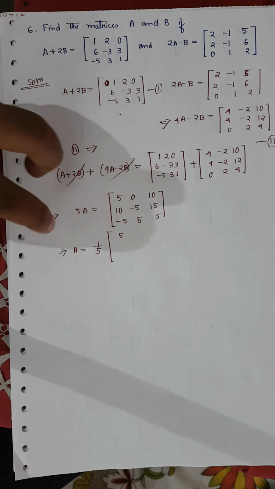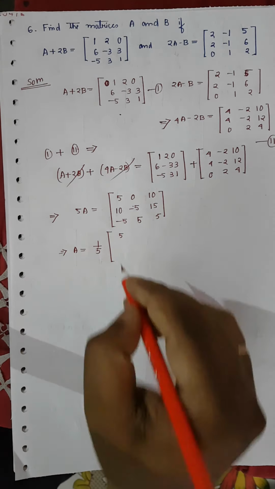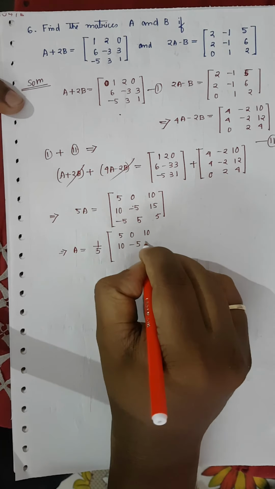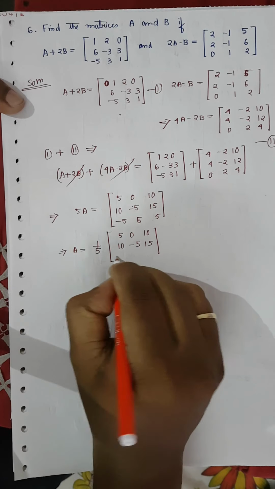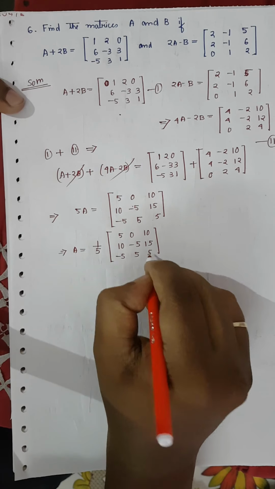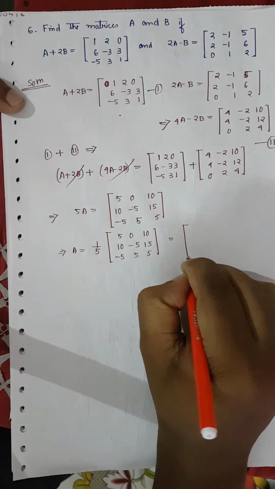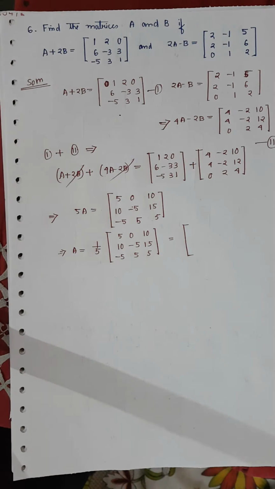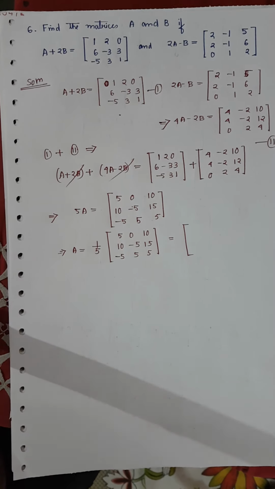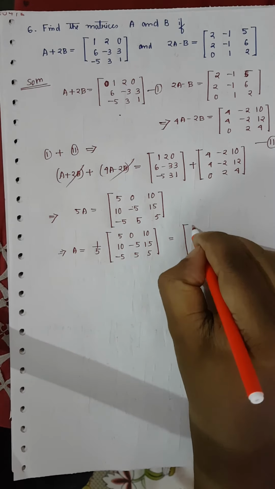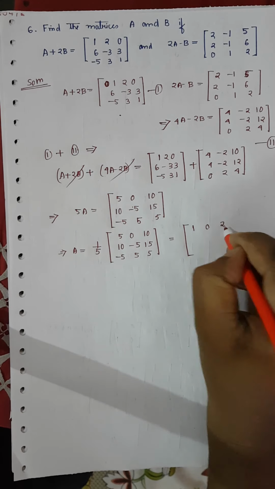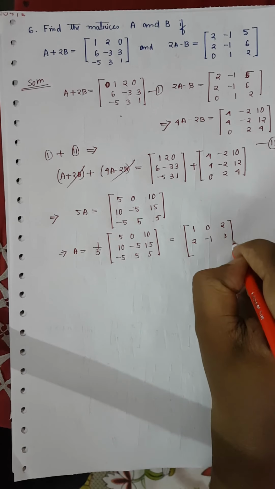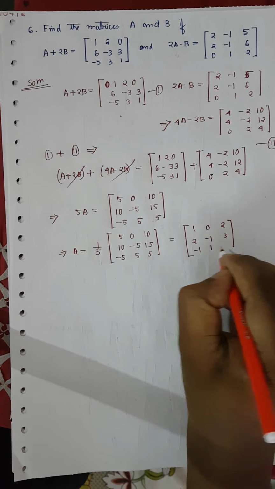We need to find the value of A, so I have divided by the constant 5. It is [5 0 10; 10 -5 15; -5 5 5]. Now we are multiplying by a non-zero constant 1 by 5, so it will get multiplied inside. So your result will be [1 0 2; 2 -1 3; -1 1 1].